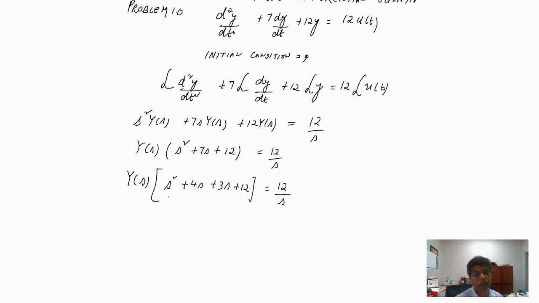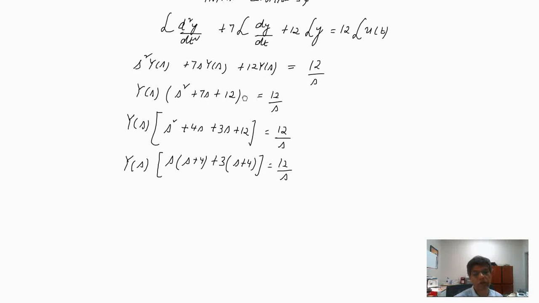From here it's not that difficult. Now we're just doing algebra. You see how easy it is to solve for y of t. We're not there yet, but once you take the Laplace transformation from the table, it becomes simply a pure algebra problem. So s is common here, so s plus 4, and you can factor out 3, so this is s plus 3 times s plus 4, and this is equal to 12 over s.